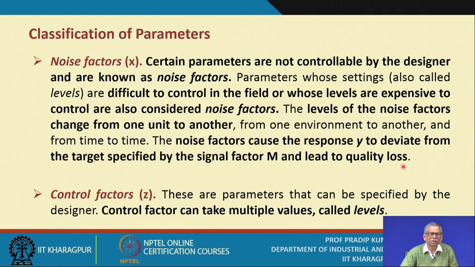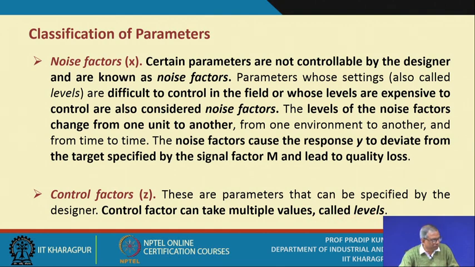So you say that I have a setting of RPM that is between 500 to 700. That means any value between 500 and 700, including 500, including 700, any value is acceptable to you. So these are basically the control factors, or the feed rate, for metal cutting operations, right? There could be many control factors, and control factors can take multiple values called levels.